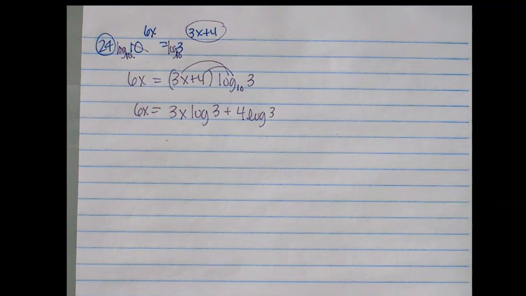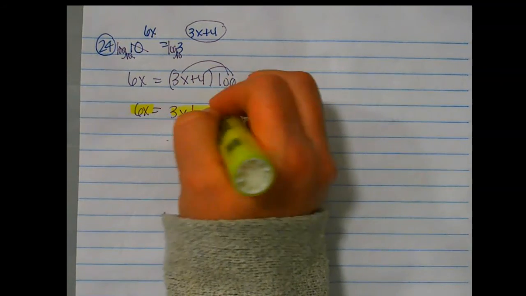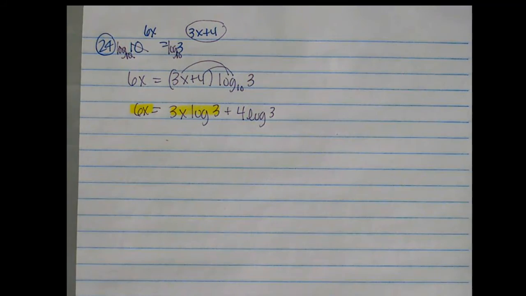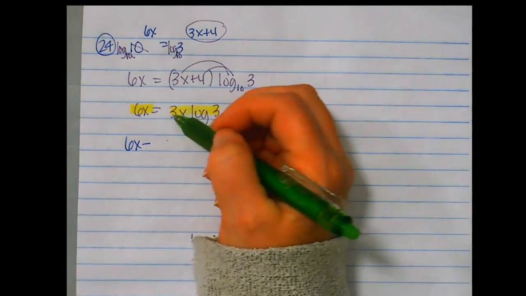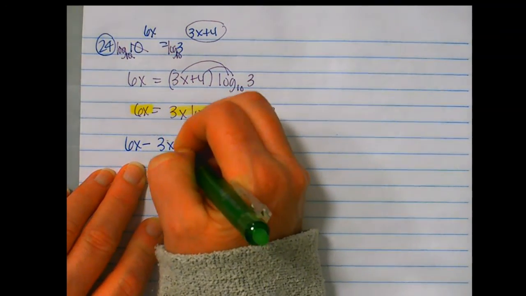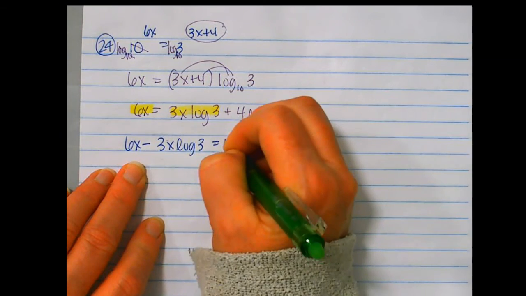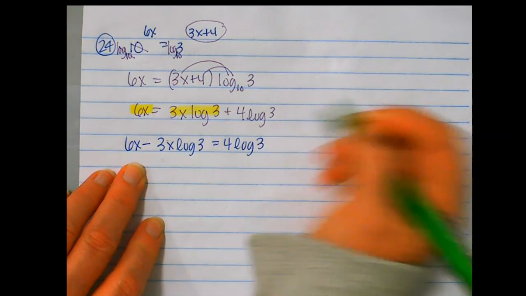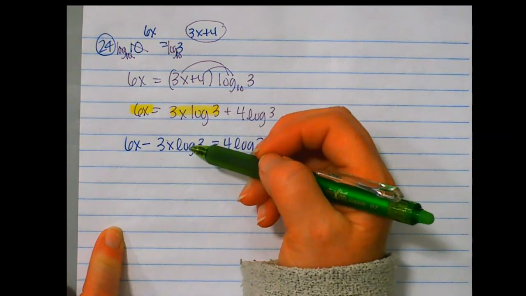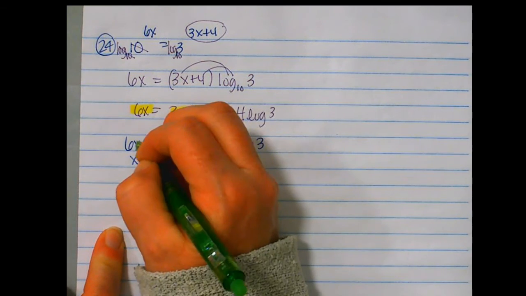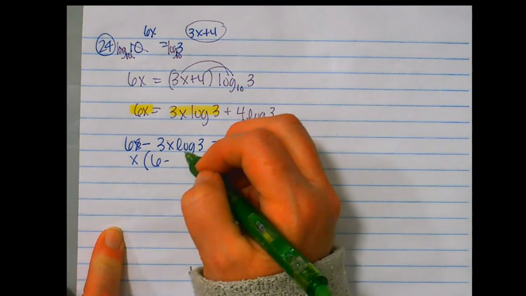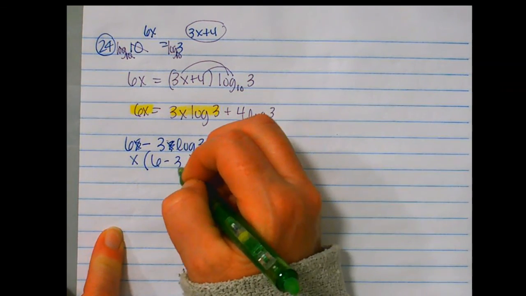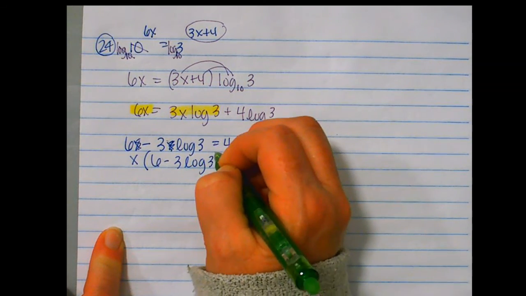And now with the 3 different terms, I can tell that I need to move these 2 to the same side. And I need to factor out the x like we did the last problem. So 6x minus this guy, 3x log of 3 equals 4 log of 3. Both of them have an x. We're going to factor it out. That leaves 6. We're going to factor this one out. We're left with 3 log 3.